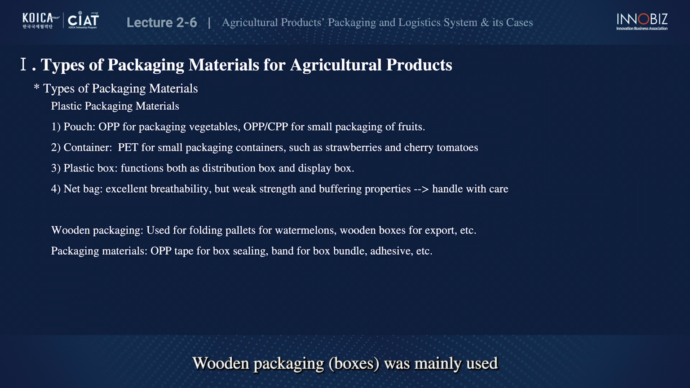Wooden packaging was mainly used to pack fruits in the past but has now been replaced by corrugated cardboard boxes. Wooden packaging is used for folding pallets to transport watermelons and wooden boxes for export. Other packaging materials include OPP tape for box sealing, band for box bundle, adhesive, and ink. The band is made of PP, PET, or steel.